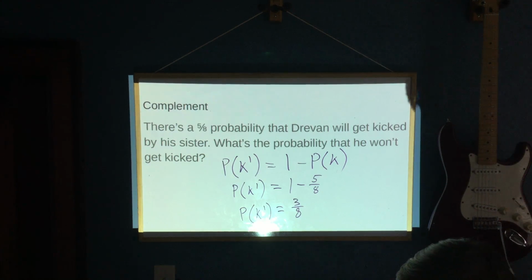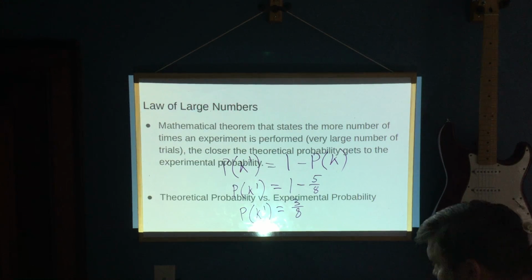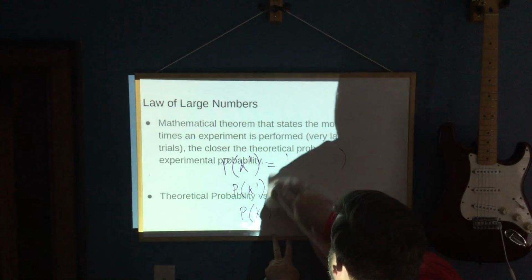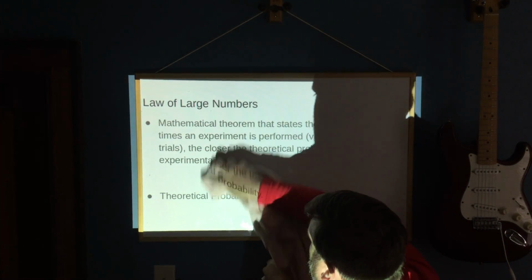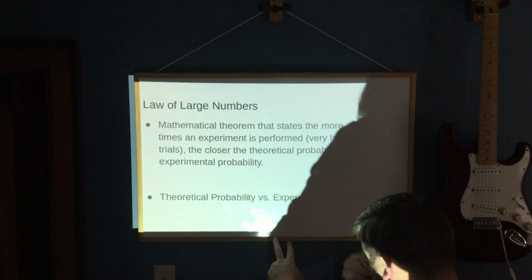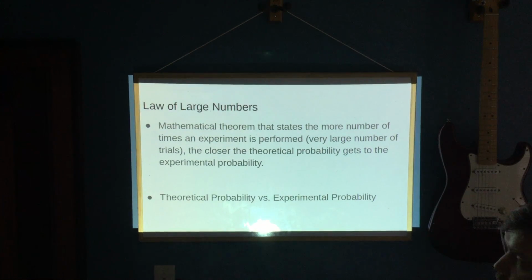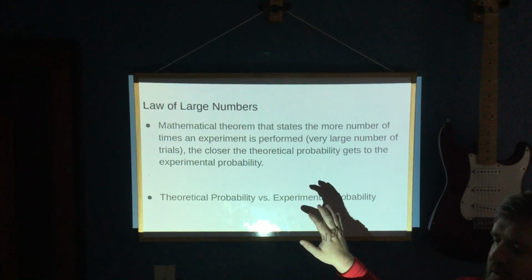All right. One more concept here, and this deals directly with your homework. This is called the law of large numbers. There are two different kinds of probability.